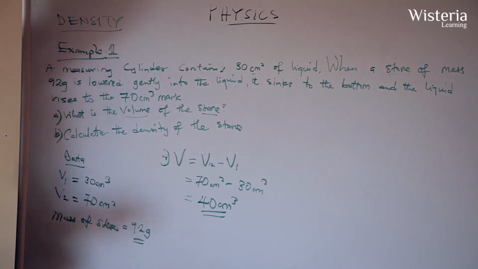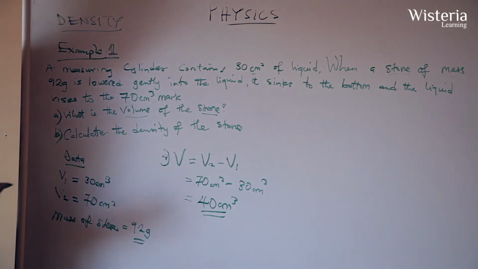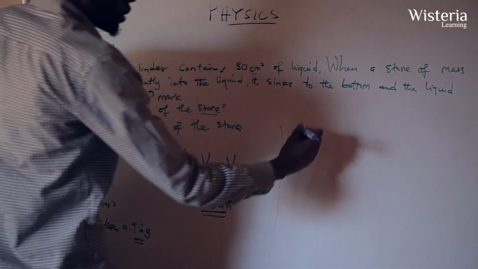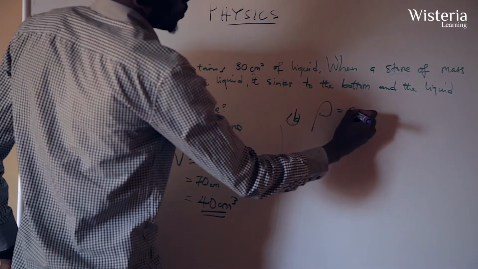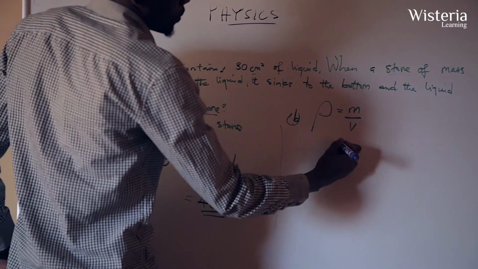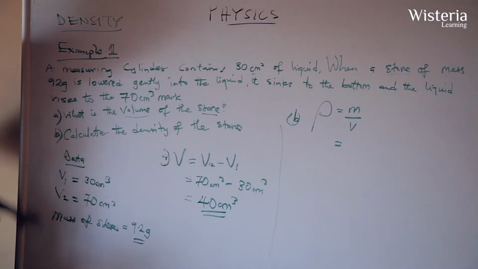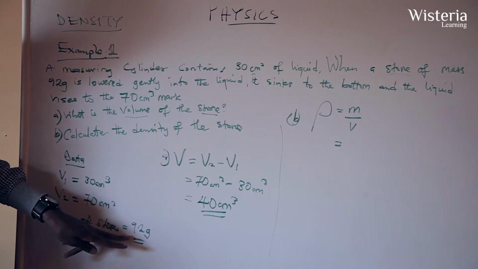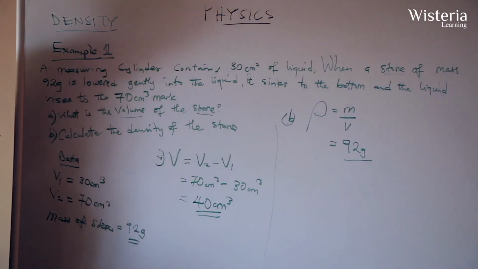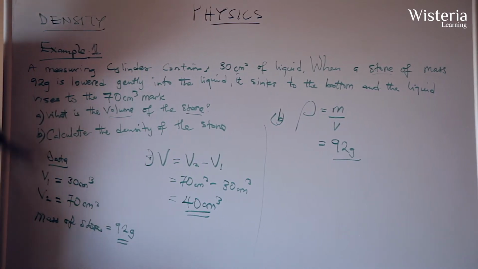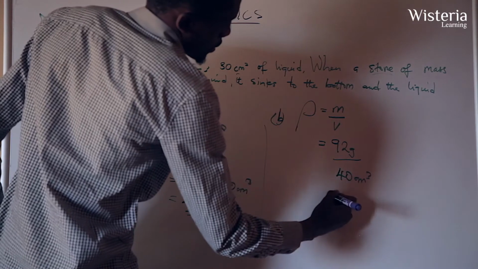So going to question B here, which says calculate the density of the stone. In order to calculate the density of the stone, we apply our formula, mass over the volume. The mass of the stone is given as 92 grams, and the volume of the stone, we are from calculating in A, is equal to 40 cubic centimeters.